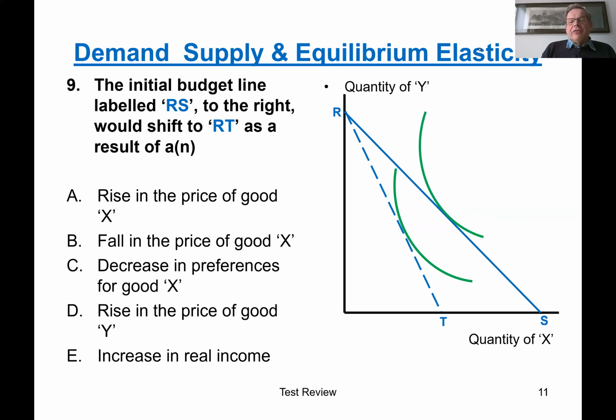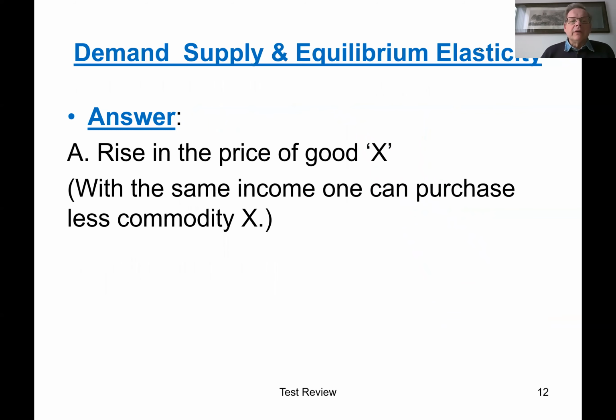The answer is your income has stayed the same, the price of good X has increased, so it's going to rotate around the y-intercept and move from RS to RT. Your answer here is a rise in the price of good X. With the same income, one can purchase less commodity X.